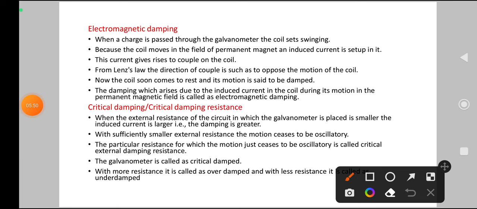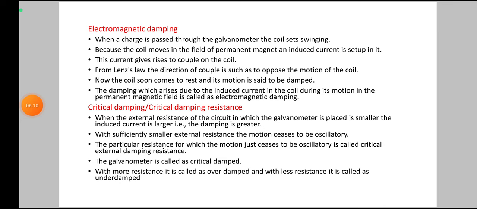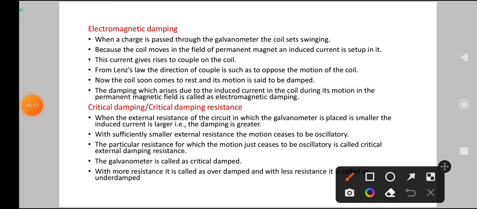Electromagnetic damping. Damping means a decrease in amplitude. Here, which damping? Electromagnetic damping. So what is electromagnetic damping? When a charge is passed through the galvanometer, the coil starts swinging, which means it starts oscillating.